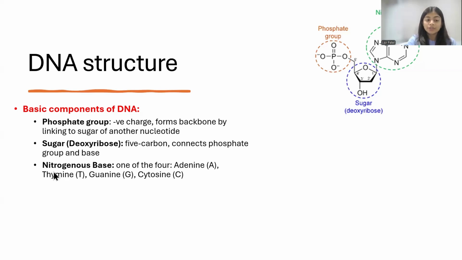And the third one is the nitrogenous base. Any one out of these 4 bases will be present in one particular nucleotide. So these 3 components make up one nucleotide. A stands for adenine, T stands for thymine, G stands for guanine, and C stands for cytosine.